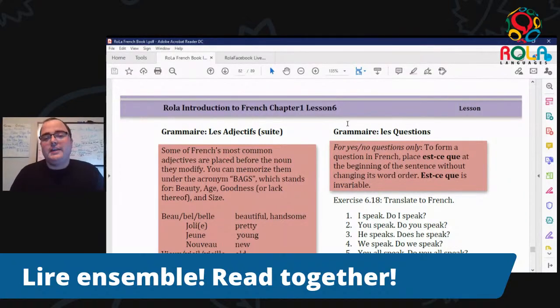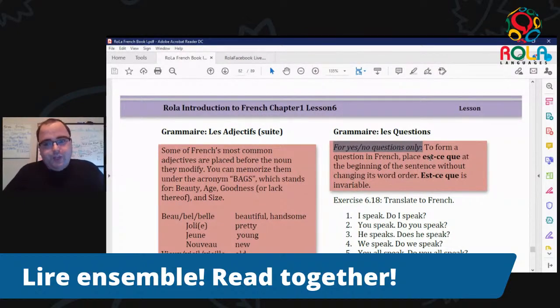So, on va commencer avec les questions. So this is a grammatical point. Today, we are looking at questions, and we're looking at yes/no questions only. There are several ways to ask questions in French. We have three ways. You can just raise your voice up. You could also say est-ce que, like we're learning today. And then the third way is inversion.